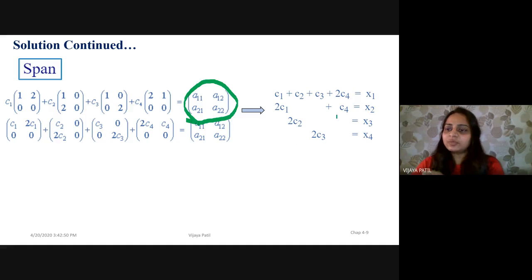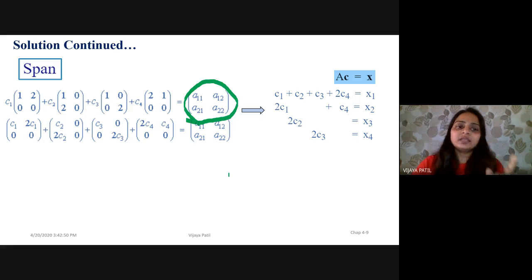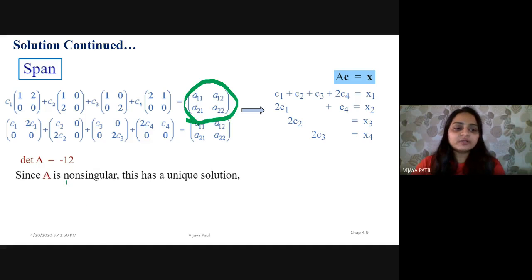The equations will get formed like this. But what is the difference here? It is AC equals X. Remember, whenever we are checking linear independence or dependence, we are always taking it equal to 0, that is, a set of homogeneous linear equations. Whereas in these cases, they are non-homogeneous linear equations. Non-homogeneous means the constant term is other than 0. So the determinant of A is again 12.